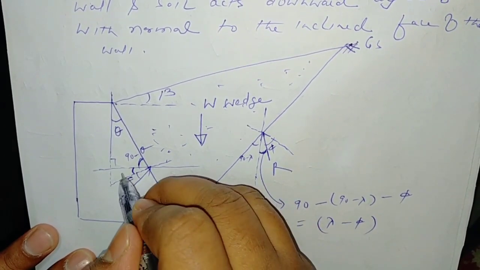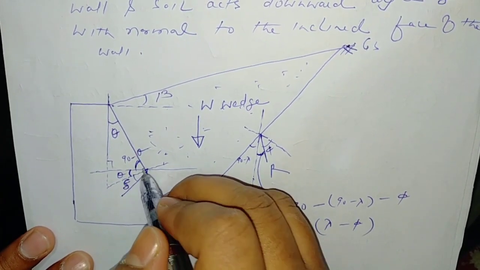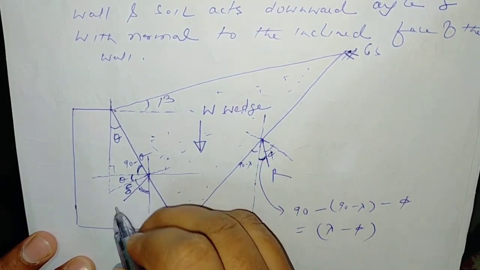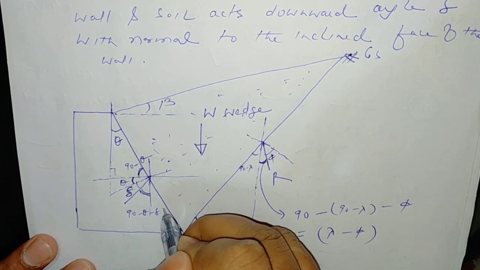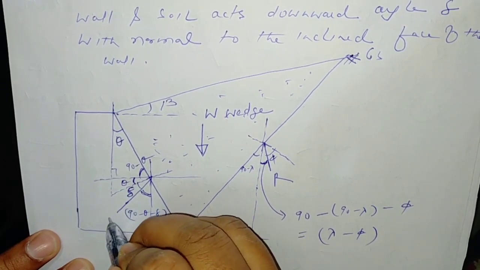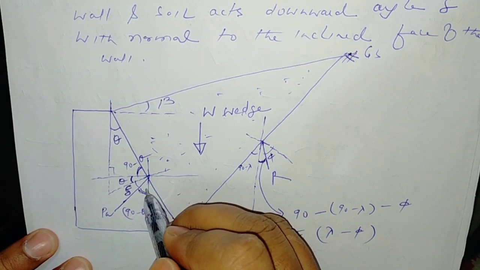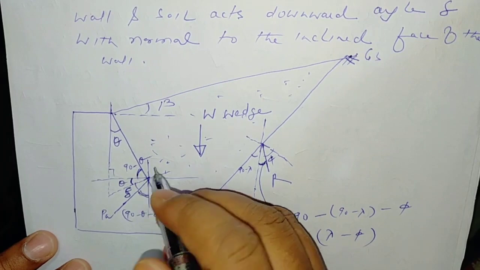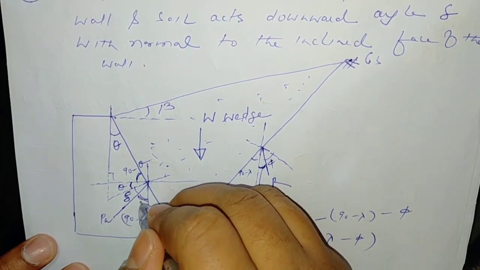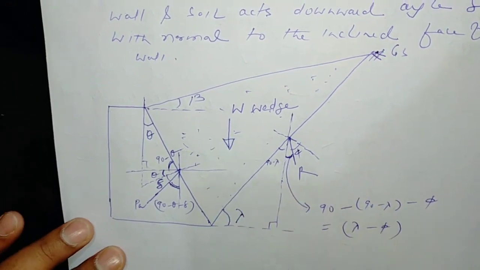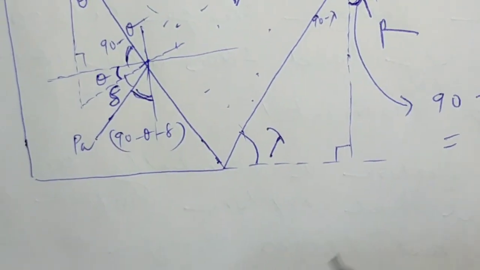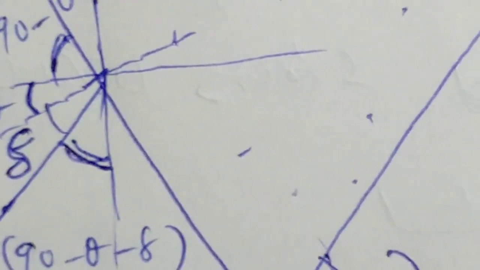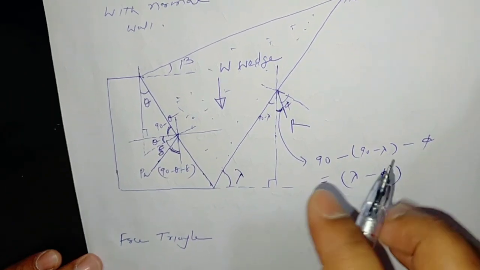So this angle is also theta. With the normal, this angle is 90 minus theta minus delta, and this is the magnitude of PA. So PA will act at an angle of delta. If I draw a normal line, this angle with the normal is 90 minus theta minus delta. So if I make a force triangle, before I start the force triangle, let us understand this assumption.